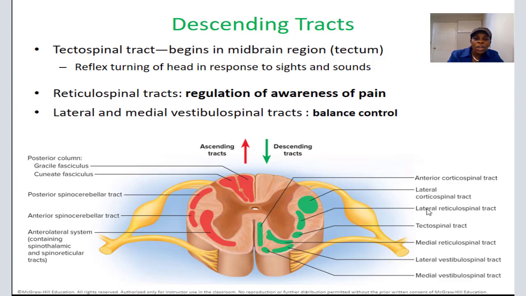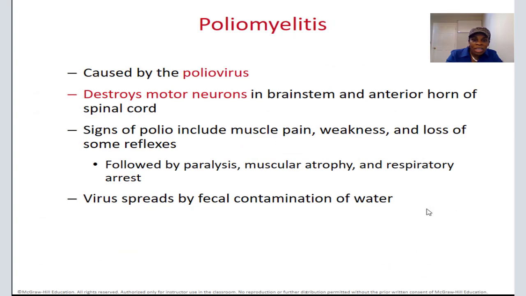Reticulospinal tract, regulation of awareness of pain. So this one kind of tells you if it's hurting or not. So this is going to be the descending tract, telling you what to do and how to do it. Example of destroying motor neurons, for example. Remember we said sensory neurons make you feel, motor neurons make you do something. So destroying motor neurons kind of stops you from using your muscle.